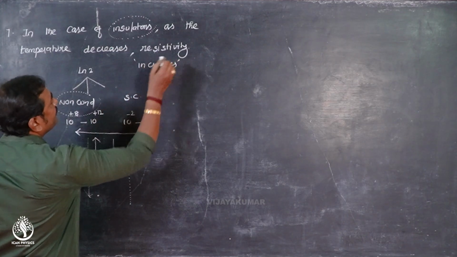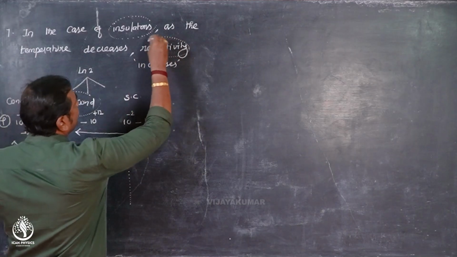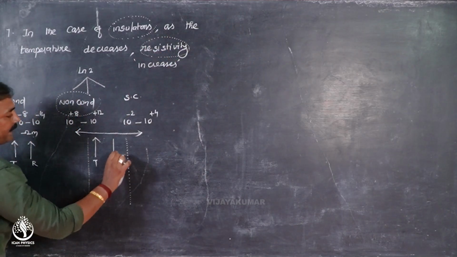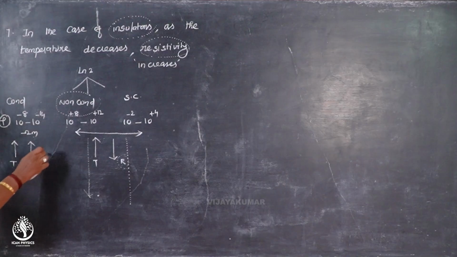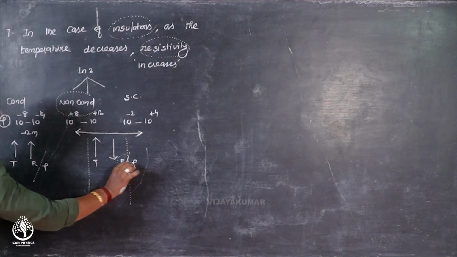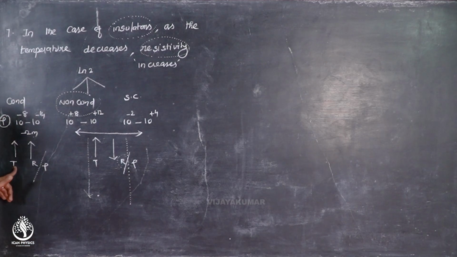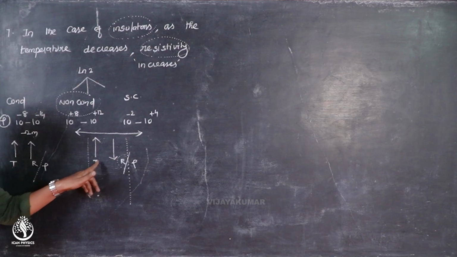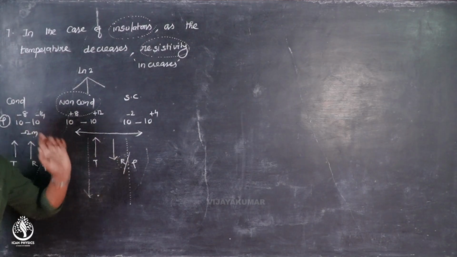Then automatically we are having one word. Sir, what about resistivity? We are talking about only resistance. Here you can say resistivity. Here also you can say resistivity. So when the temperature increases, the resistivity also increases. When the temperature increases, the resistivity decreases.